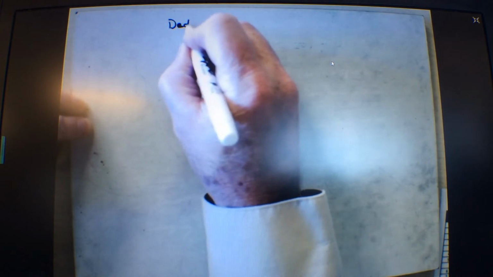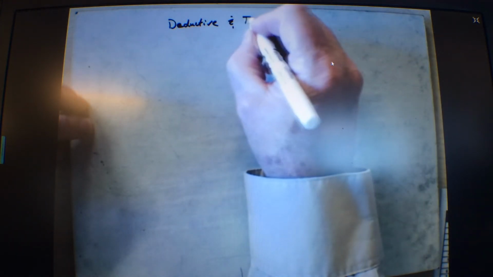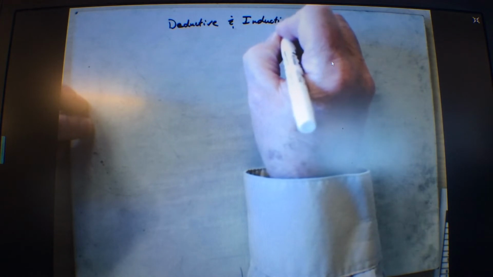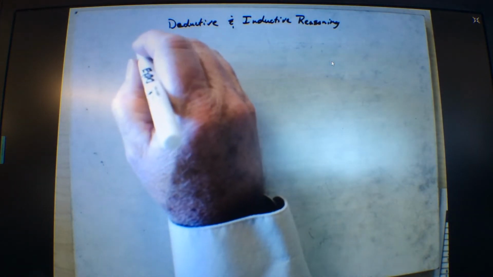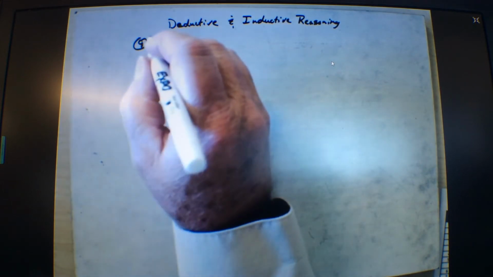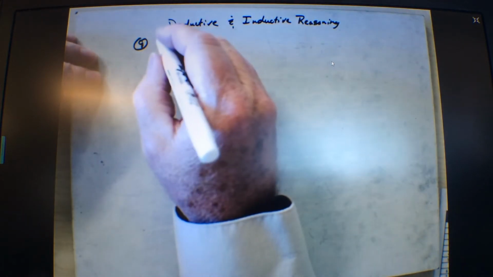All right, so the next thing we're going to talk about is deductive and inductive reasoning. Okay, so deductive, there has to be a rule, right? All right. So if I say, what number is this? 9. Well, let me just give you an example. Let me give you examples, and you tell me what it is. Okay.